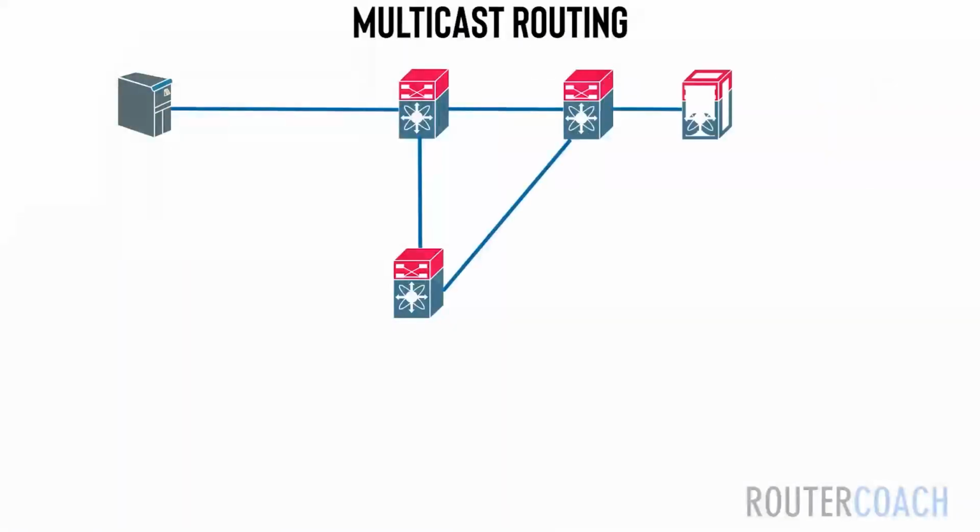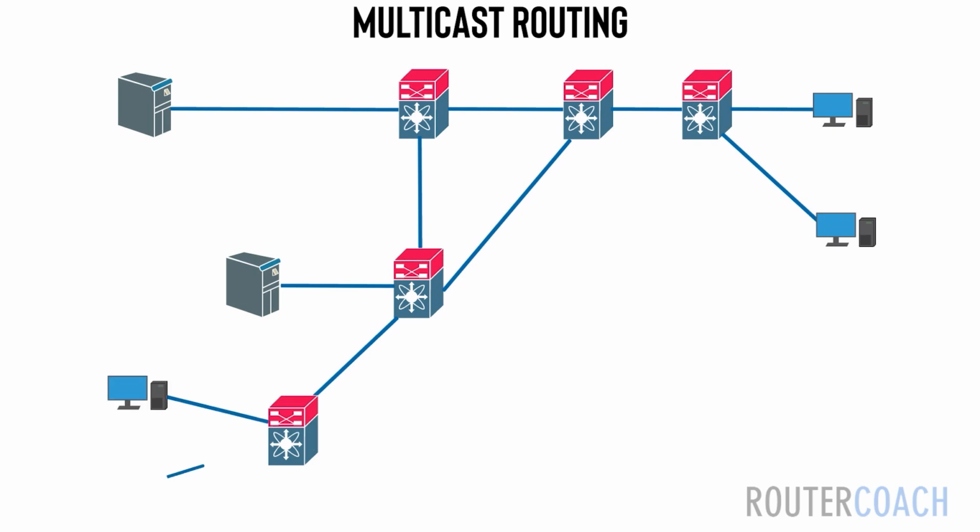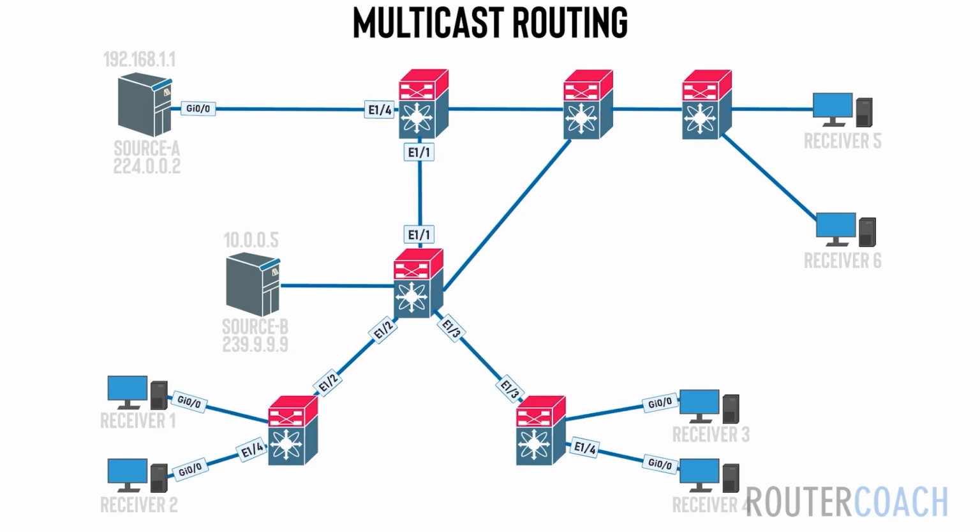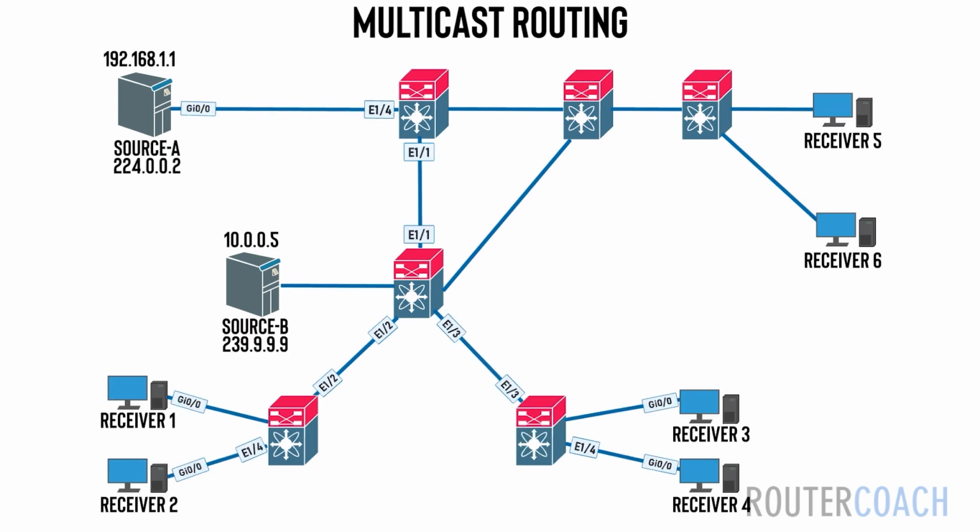Multicast routers, where multicast is one to many, create distribution trees that enable the flow of traffic from the source or from the RP to reach the receivers.